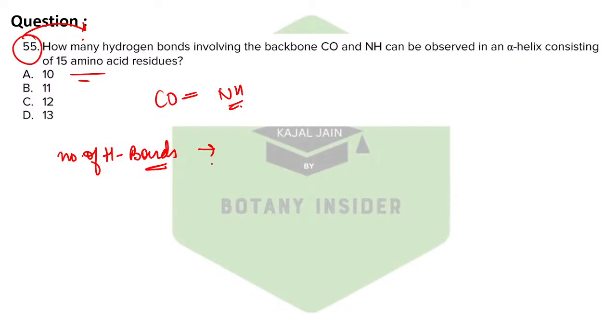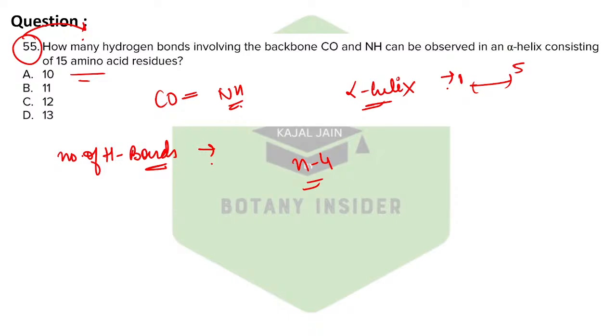In these types of questions, where we have to find the number of hydrogen bonds in the alpha helix, if the number of residues is 15, there's a formula for the number of hydrogen bonds: it is n minus 4. When we study the alpha helix structure, there's a gap of 4 amino acids, first and fifth. The hydrogen bond formation occurs between the first amino acid and the fifth amino acid. So there's a gap of 4.